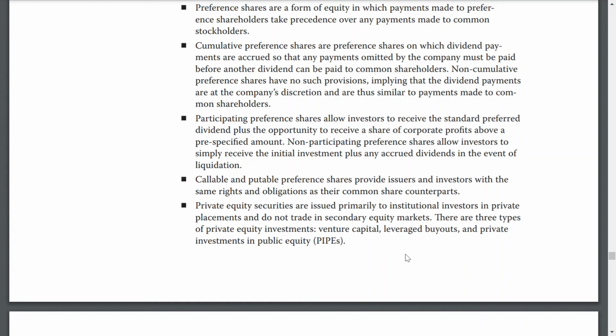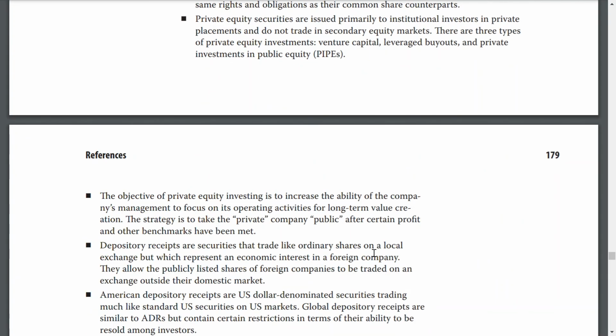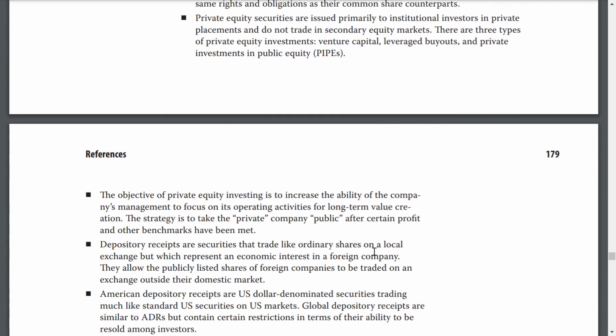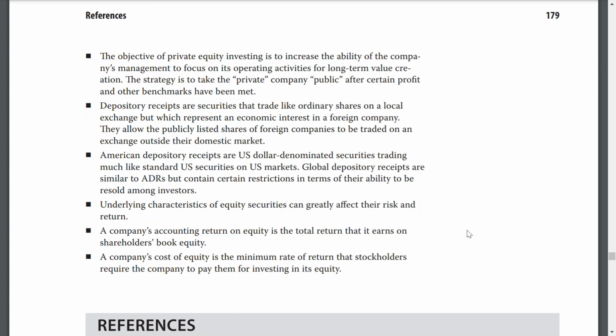Private equity securities are issued primarily to institutional investors through private placements and do not trade in secondary equity markets. There are three types of private equity investments: venture capital, leveraged buyouts, and private investment in public equity. The objective of private equity investing is to increase the ability of the company's management to focus on its operating activities for long-term value creation. The strategy is to take the private company public after certain profits and other benchmarks have been met.